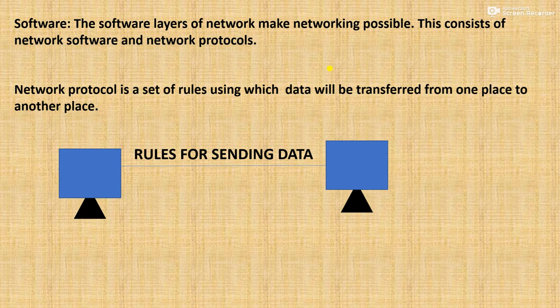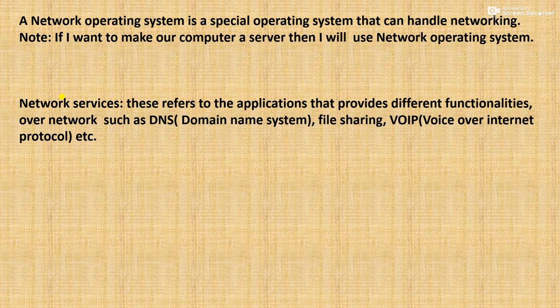Now let's discuss the software. What is the software? The software layer of a network makes networking possible. This consists of network software and network protocol. So some protocols, some rules are also there. If I am sending data from one computer to another, some rules and protocols need to be understood before you send data. These rules are called protocols, and they need to be followed when data is transferred from one place to another.